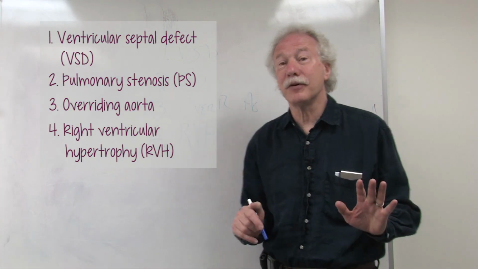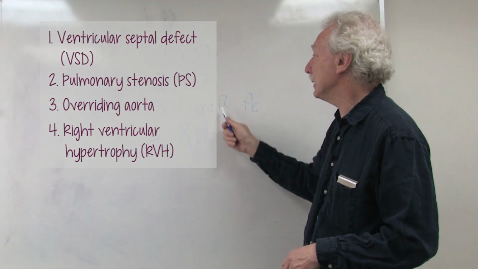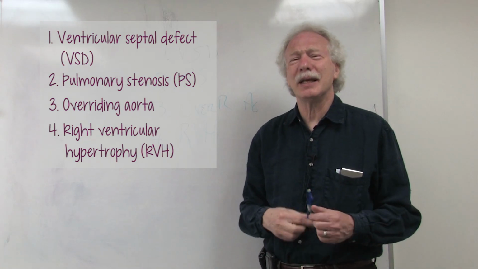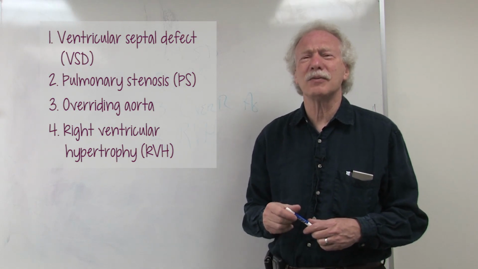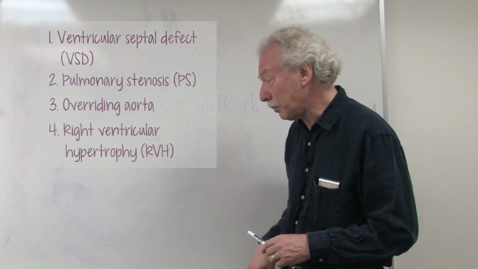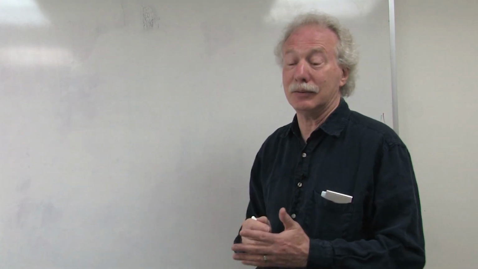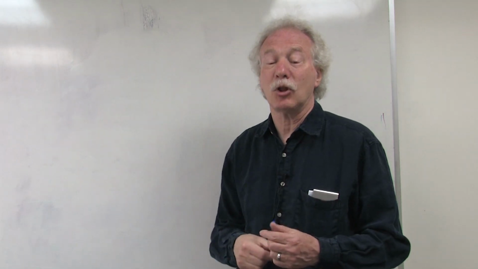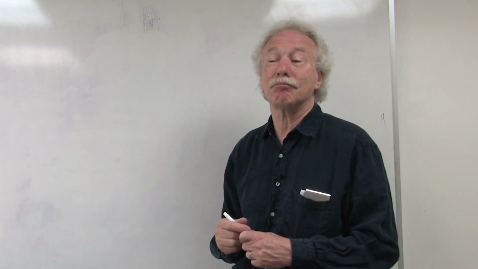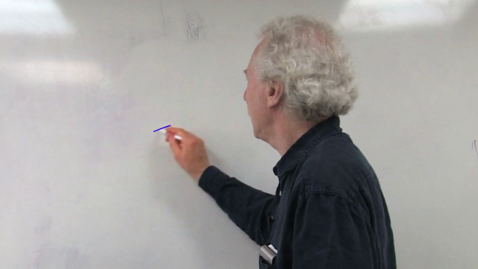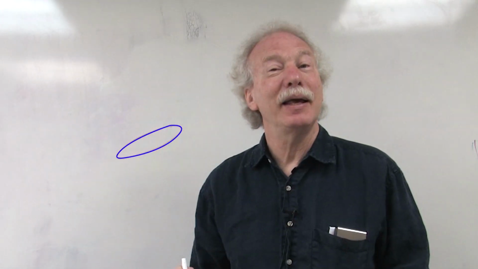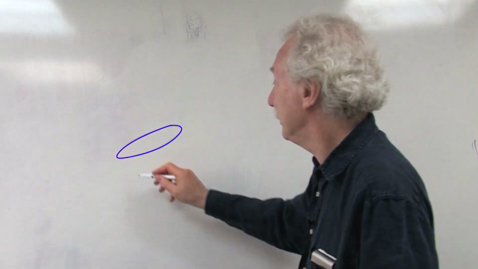Now, the first thing I want to do is say that conceptually, there really aren't 4 parts of Tetralogy of Fallot, but there's one part. I learned from Richard Van Praagh, who's a cardiologist and a terrific cardiac pathologist. Let me draw you a very simple heart.